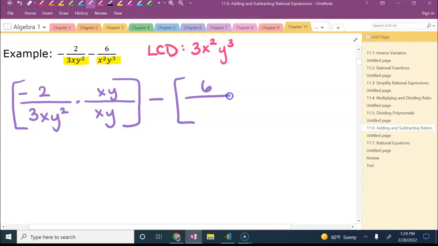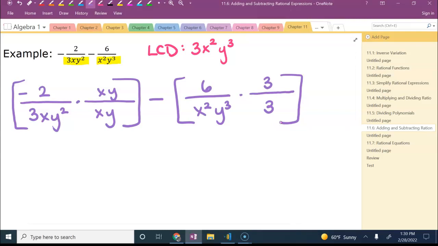For our second fraction, we have 6 over x squared y to the third. Now my letters match my LCD. I have x squared and y to the third, but I don't have that 3. So I need to multiply the top and the bottom by 3. You're basically going to multiply your fractions by whatever is missing from the LCD. So sometimes it could be just a number, sometimes it could be just letters, sometimes it could be a combination of both.